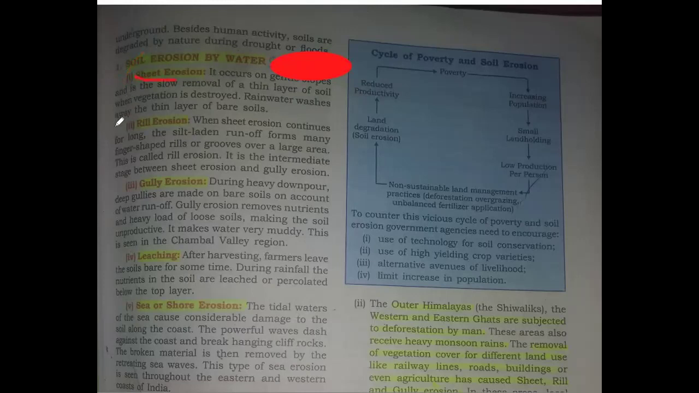Then we have sheet erosion, rill erosion, gully erosion, leaching, and sea or shore erosion. You have to remember five. But I insist on the first four, because they may ask four or three or maybe five. You know what? Just read everything. Everything is important, just remember.